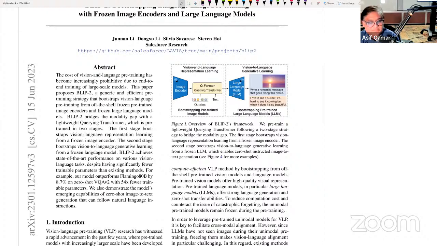So that statement is borne out. The cost of vision and language pre-training has become increasingly prohibitive due to end-to-end training of large-scale models. So that's the problem they're going to address. This paper proposes BLIP-2, a generic and efficient pre-training strategy that bootstraps vision language pre-training from off-the-shelf frozen pre-trained image encoders and frozen large language models. Succinctly saying what we were saying a moment ago, isn't it?